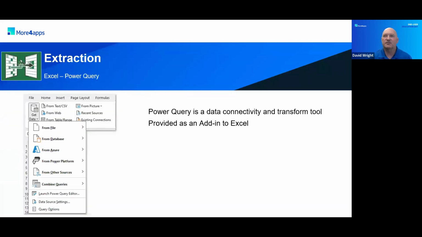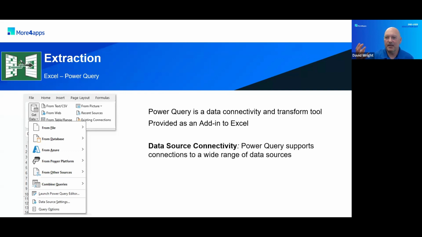Earlier on, I talked about how I found some new stuff within Excel. Look, Power Query's been around a while. It was more that Power Query had changed. So with Power Query now, it's giving you a more extensive range of options. You can pull things from other sources. You can pull things from databases. You can pull things from pictures. It's provided as an add-in into Excel. And basically Power Query is there to support connections to a wide range of different data sources.